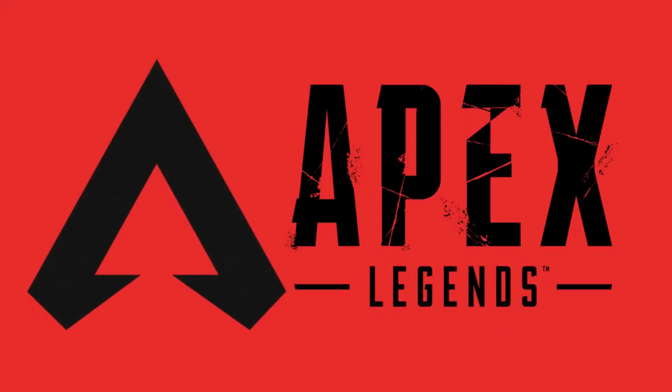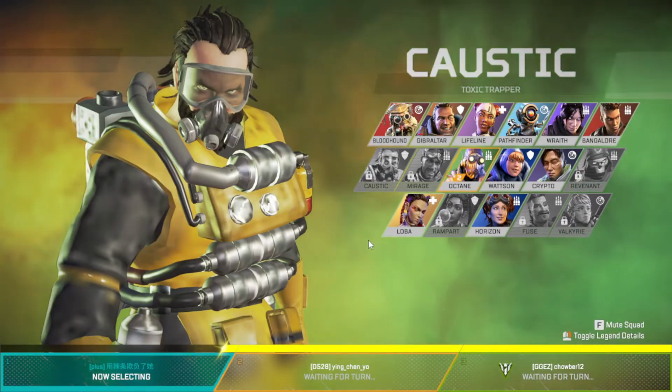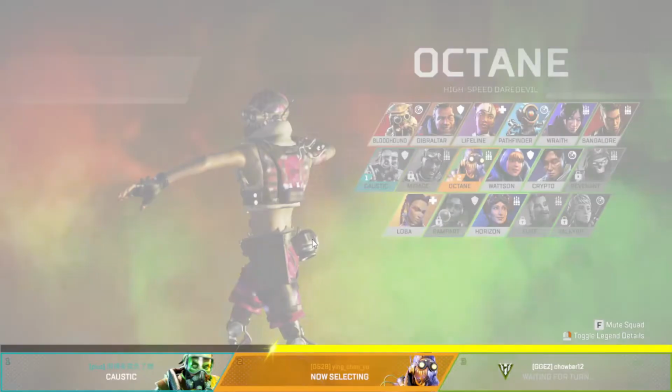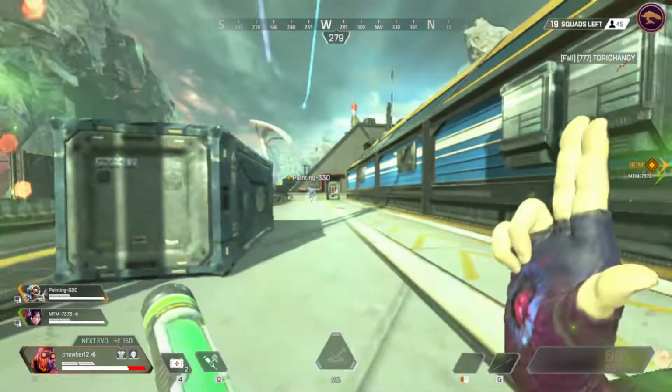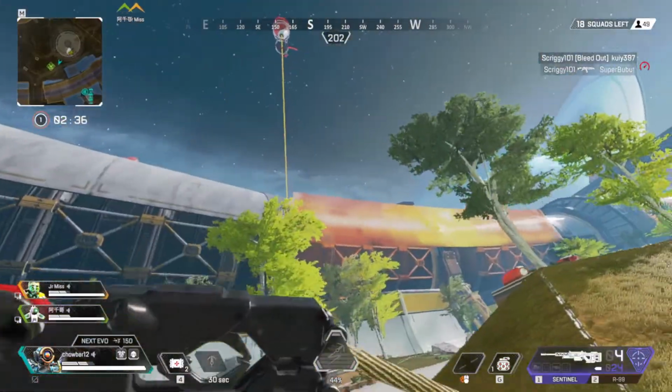So recently I've been getting into another game called Apex Legends. Basically, Apex Legends is an FPS battle royale where we have different characters with different unique abilities. Each of these characters can change the tide of the game drastically. Some have big radars, some can go really fast, and some can go grappling across an area.